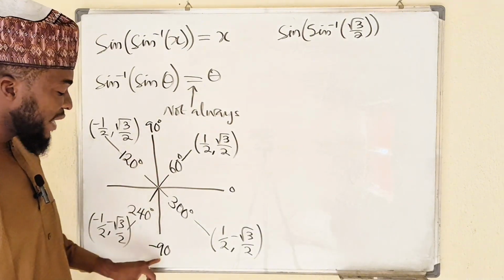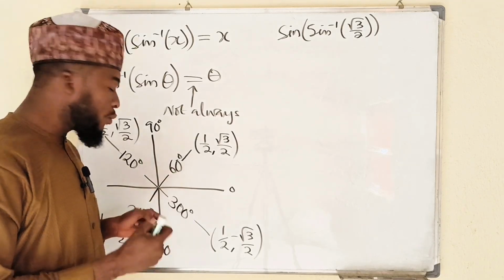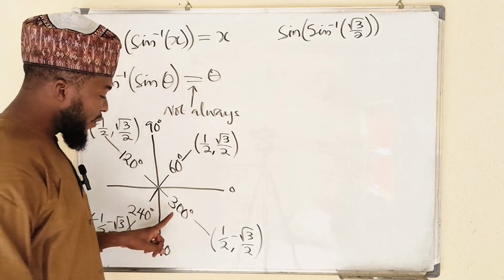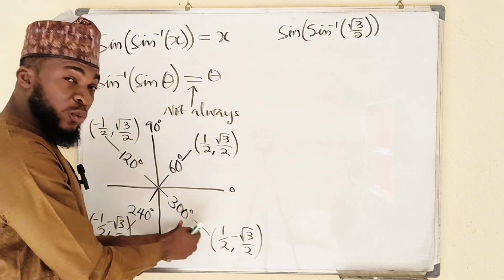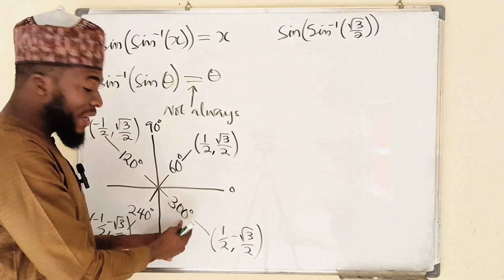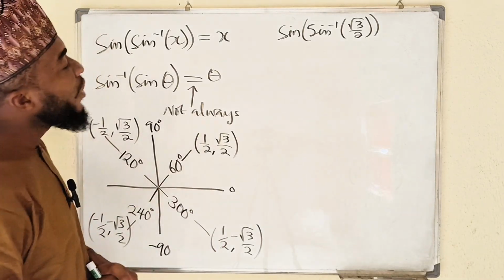The reason why we use negative 90 instead of 270 degrees is that we need the smallest angle within these two quadrants. For instance, this is 300 degrees. If you count it clockwise, it will be negative 60. And negative 60 and 300 degrees have the same ratios. You should know that. All right.